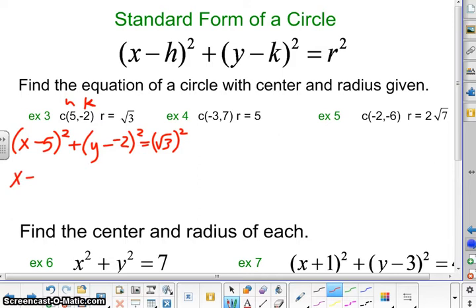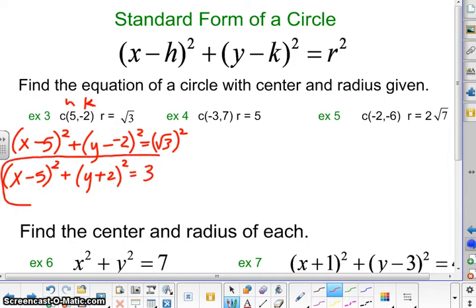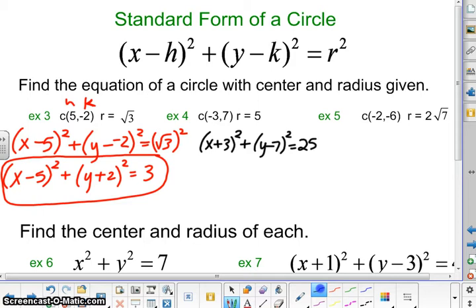And after cleaning that up, the first thing we don't have to do much with, but this one we want to make it y plus 2 squared, and then the square root of 3 squared is just itself. So there is the equation for the circle. Okay, go ahead and push pause and do the next two. Okay, so let's go ahead and do the next one, x plus 3 squared. You can always start doing the shortcuts if you like. y minus 7 squared equals 25. So if you got that answer, fabulous.